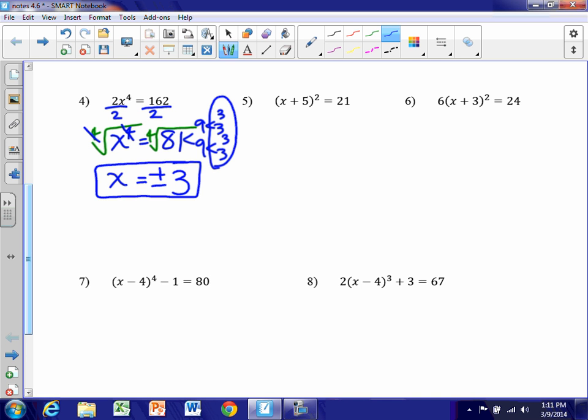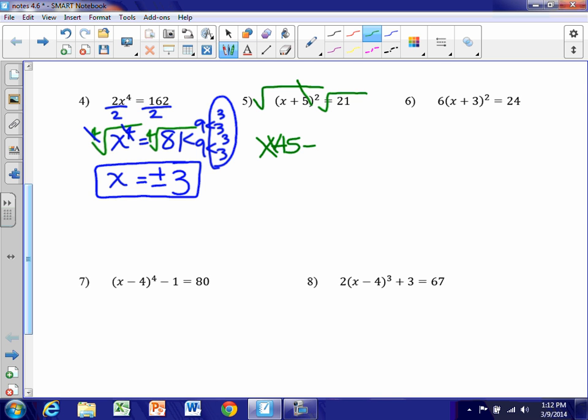Okay, now sometimes these powers are outside of parentheses, and if that is the case, you have to actually get rid of the power before you can get rid of the parentheses. So we have to make sure everything in parentheses is completely by itself, and then we can get rid of the exponent. So in number 5, we would take the square root to get rid of the square. That kind of cancels out. And I'm left with the x plus 5 that I wanted.